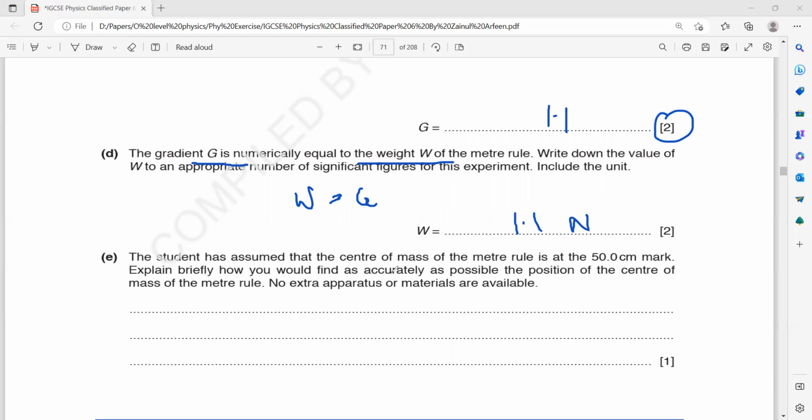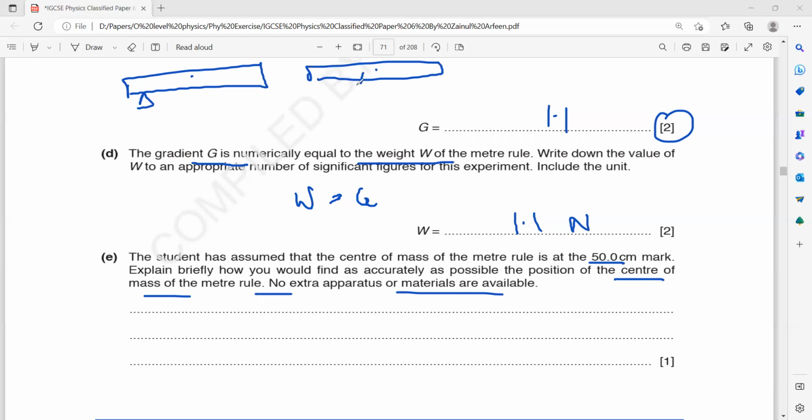The student has assumed that the center of the mass of a rule is at the 50 centimeter mark. How would you find as accurately as possible the position of the center of the mass of a meter rule with no extra apparatus or material available? If I have only a meter rule and I want to find where the center of mass is, I will pivot this meter rule at different positions until it balances. The position where it is balanced is the center of the mass.